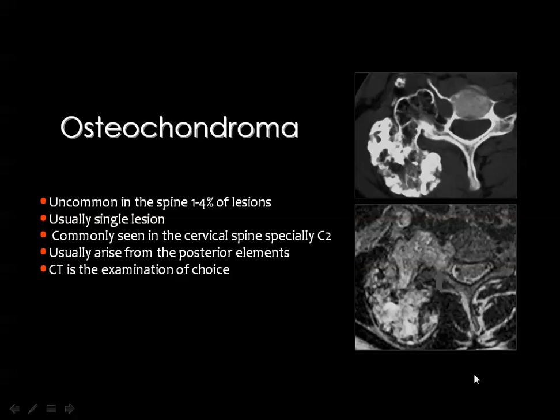And osteochondroma is not a common lesion in the spine. It can be seen in the long bones, but sometimes you can see an osteochondroma in the spinal column, and this is an example. This is the cervical spine, and you see an osteochondroma, which is a cartilage capped exostosis.